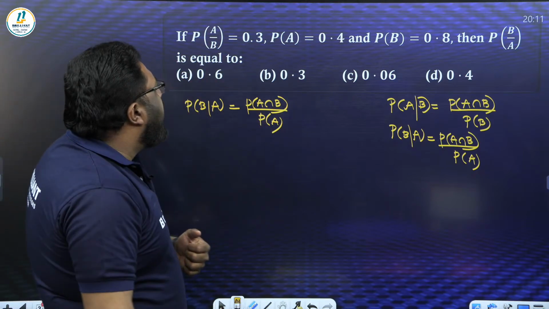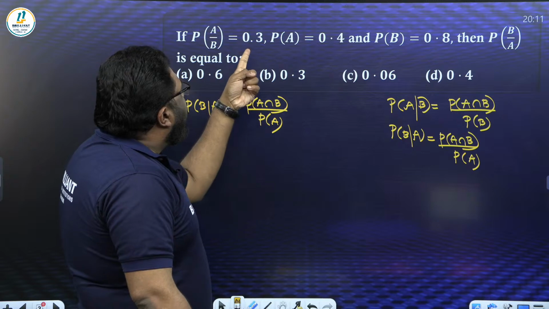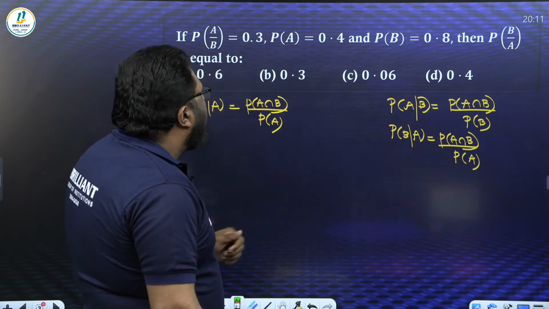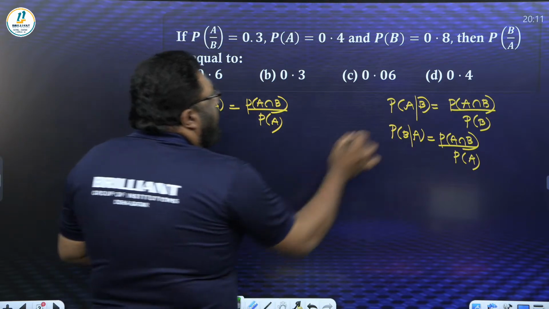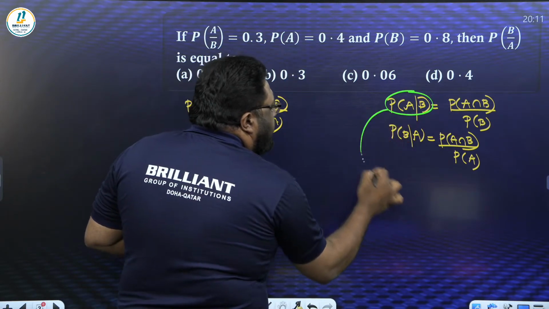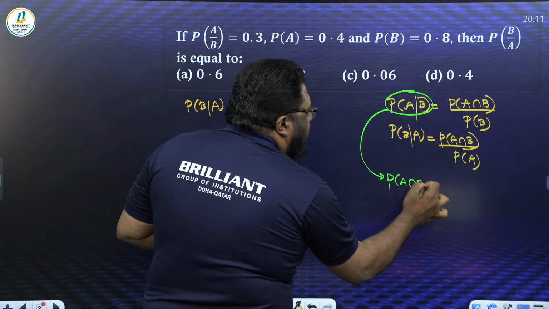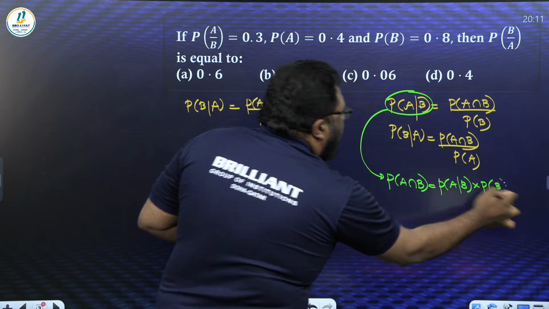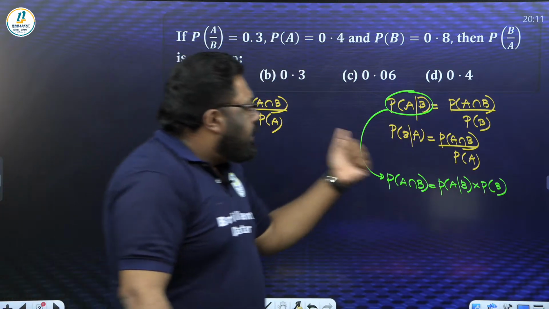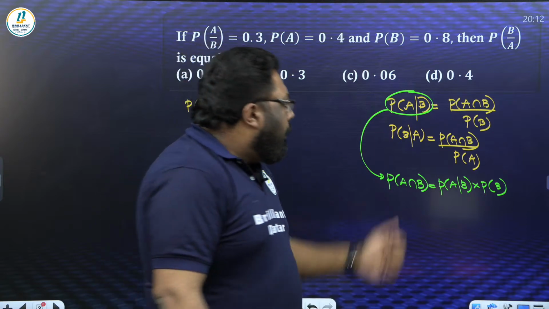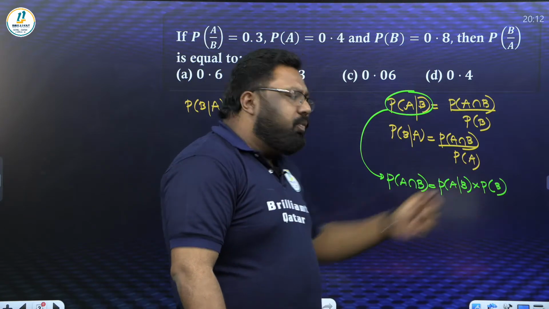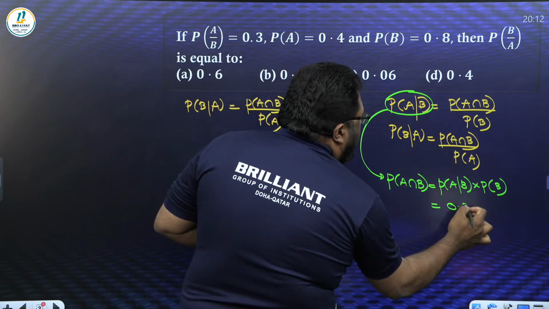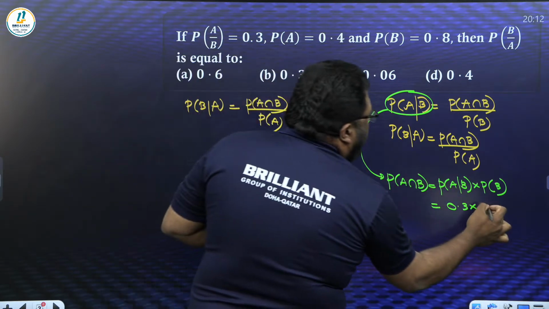Just look at what we have in the question: A by B, P of A and P of B. We can easily substitute P of A, but we don't know P of A intersection B. But we do have A by B, so from this formula, can I not say that A intersection B is equal to P of A by B times P of B? This is the multiplication theorem in probability, the second topic of your chapter. P of A by B into P of B is actually P of A intersection B. So P of A by B, 0.3, into P of B, 0.8.